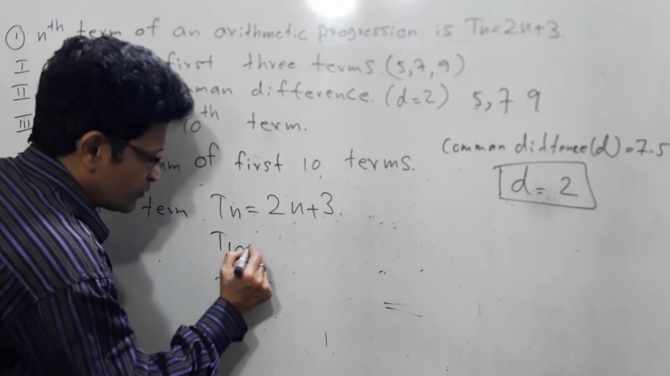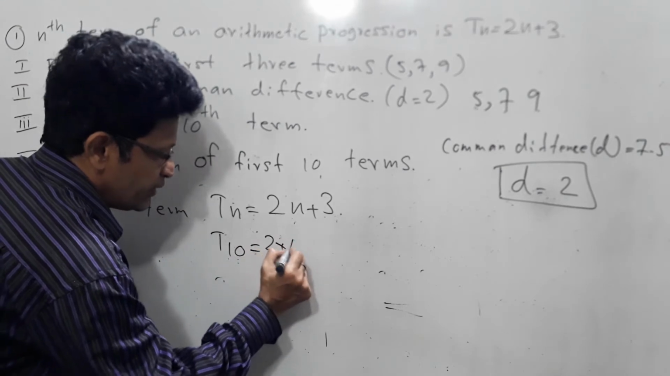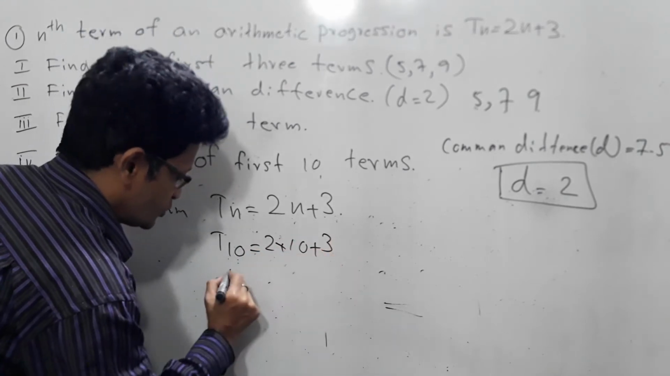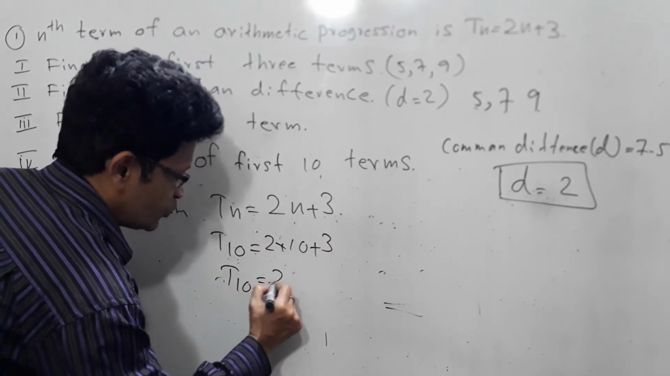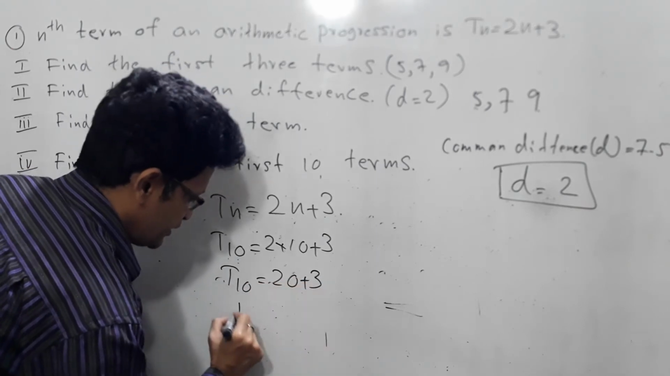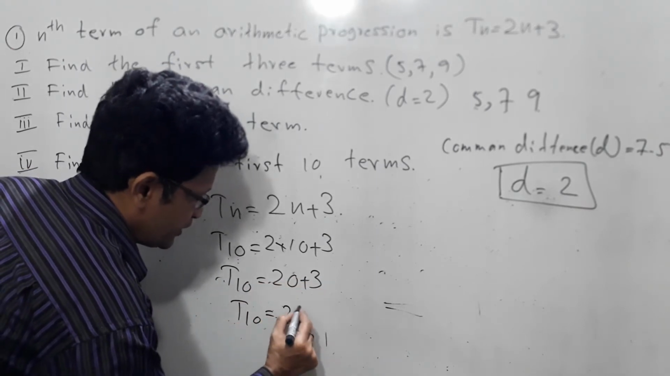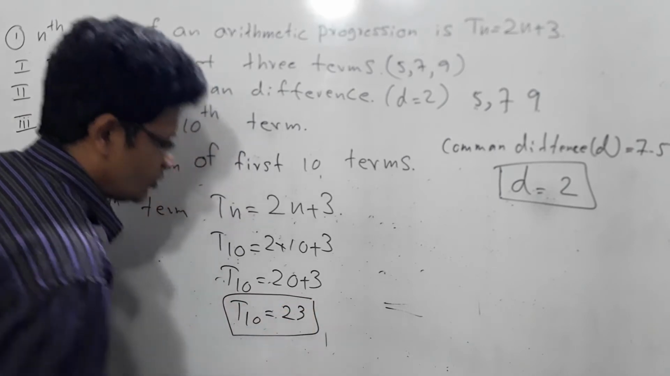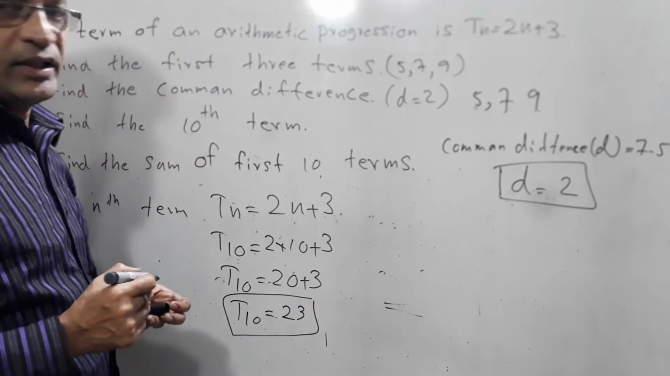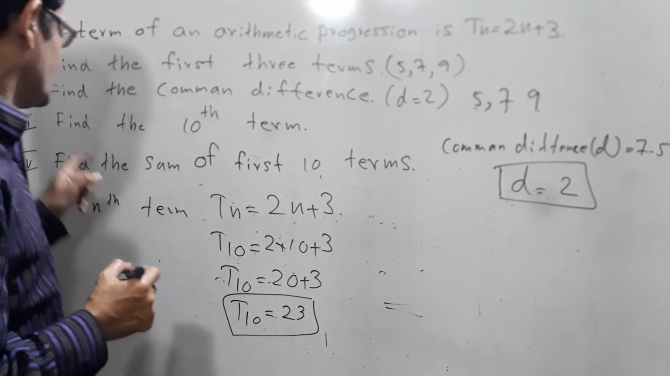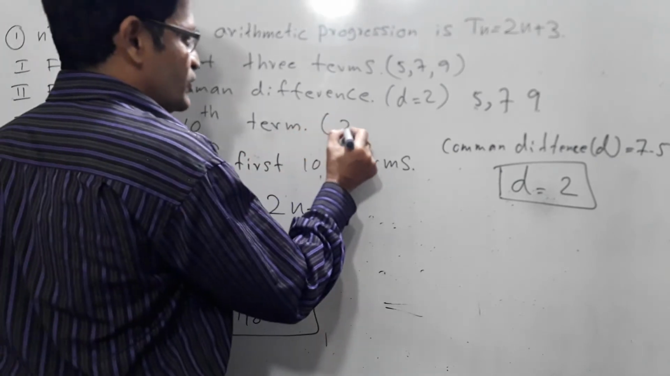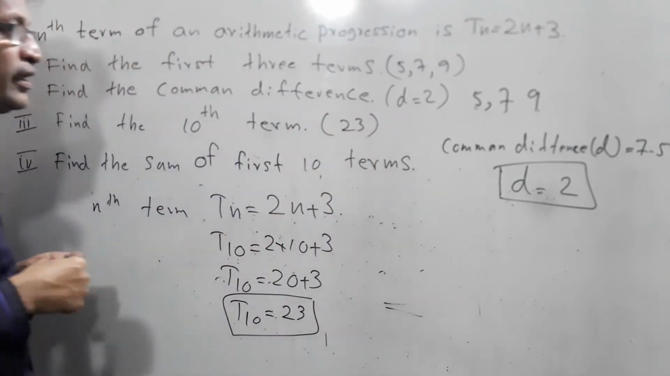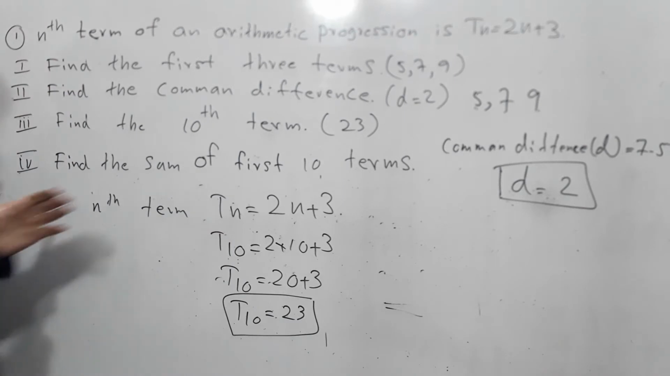Then T10 is 2 times 10 plus 3. So T10 equals 20 plus 3, that means T10 equals 23. So the 10th term we found is 23. Clear? Now you can understand this.